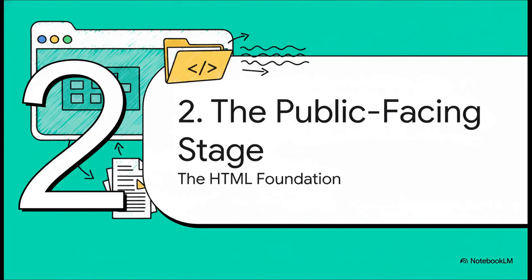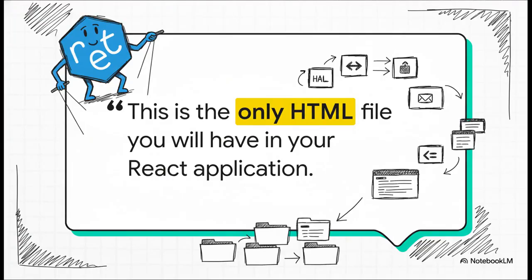Okay, we've seen the recipe book. Now let's head out to the front of the house, to the public-facing stage. This is the part of your project that the user's browser actually sees and interacts with. And believe it or not, it all comes down to one single, super important HTML file. And this is a really important concept to grasp. This is the only HTML file in your entire React application. For real. This is why we call them single-page apps.